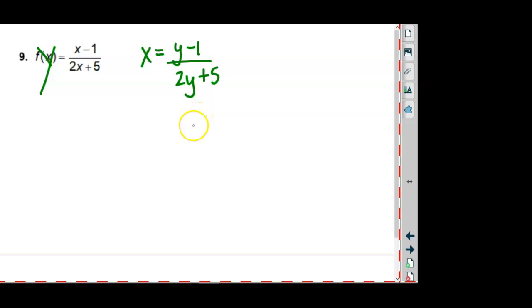Whether you give them a longer tail or a curly tail or whatever you do, make sure you can tell what's an x from a y. All right, what was the first step? Switch x and y and cross multiply.